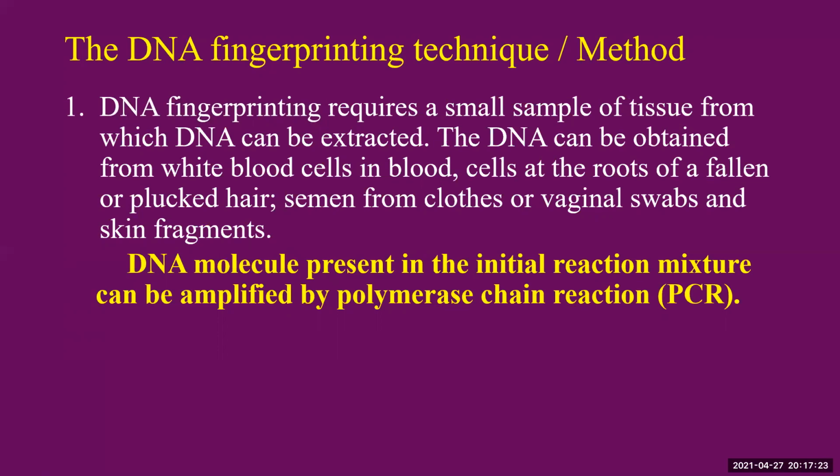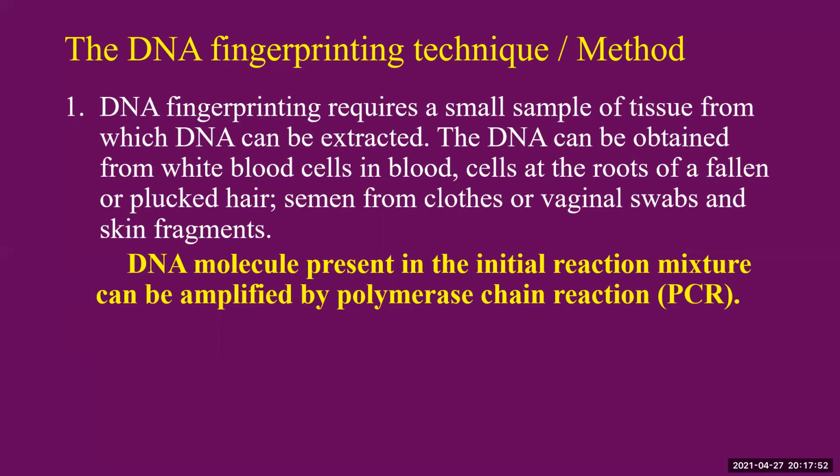That is why I said we have discussed PCR. So you know now what PCR is. If the sample DNA is very less, we can go for PCR to amplify the DNA. If we have enough DNA, that step may not be needed. So the DNA can be obtained from which kind of cells? White blood cells in blood, cells at the root of fallen or plucked hairs, semen, clothes or vaginal swabs, and skin fragments.